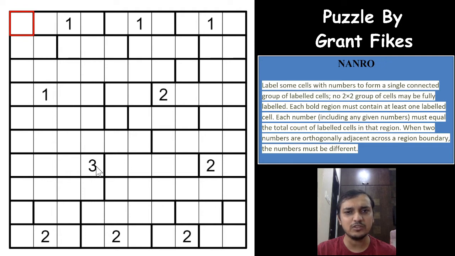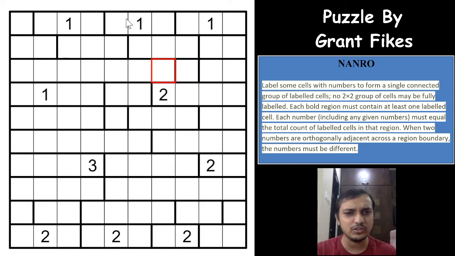No region can be without a number, and if two numbers of different regions are orthogonally adjacent to each other, then they must be of different values. So two 2s cannot be adjacent to each other if they are of different regions. That is the rule.